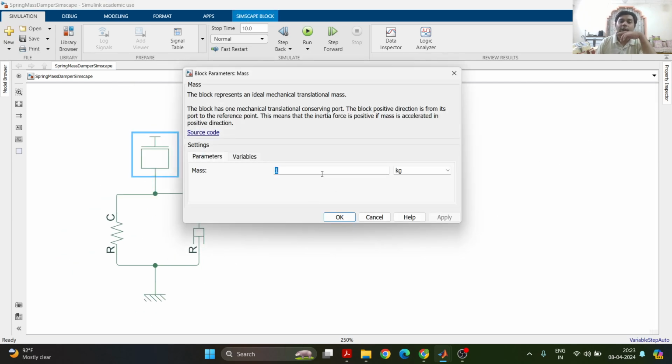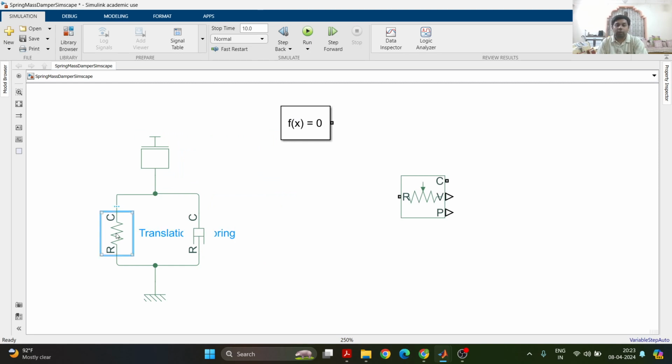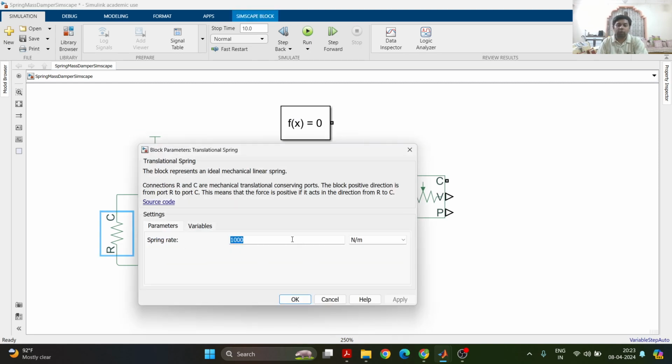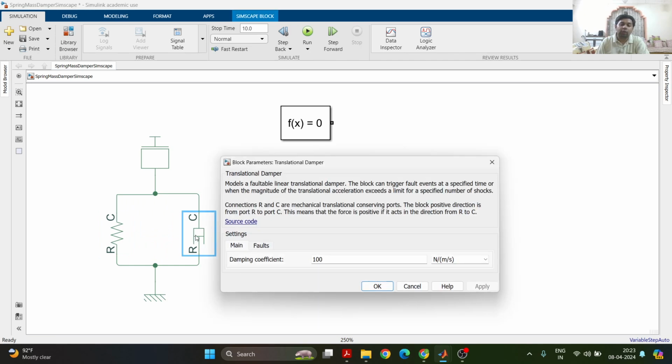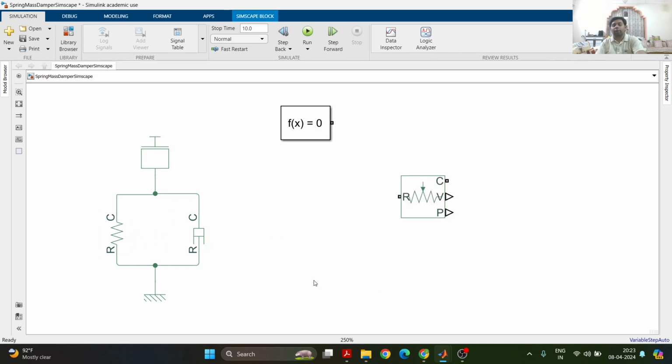So we can go inside the mask block. Let us say we use the value of m, which is already there in our workspace, for the mass. Then for the spring constant, we use the value of the variable k, and for the damping constant, we can use the variable value of c.